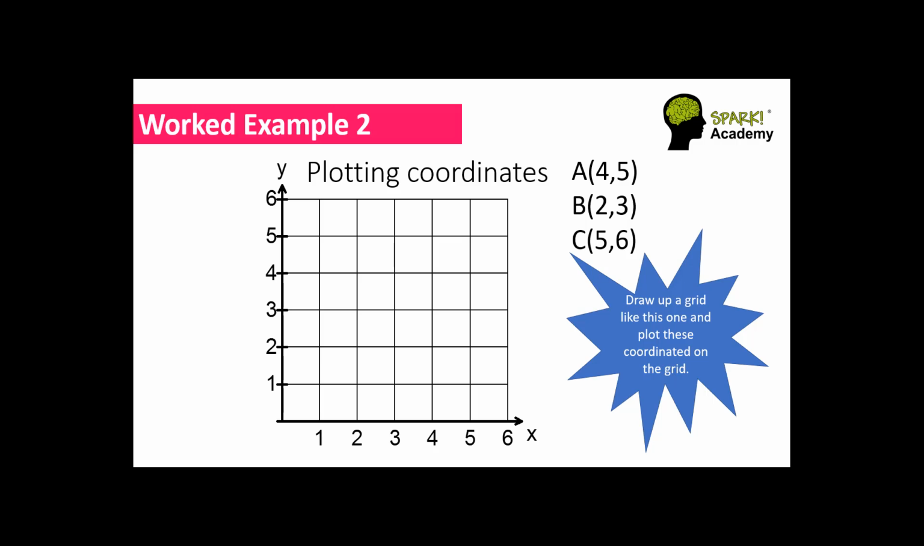And then I want you to plot where you think 4, 5 would go. So where would you put A on your grid? And then try and have a go at B. So where would B go? And then you're going to do 2, 3. And then C is 5, 6. So what would they look like?